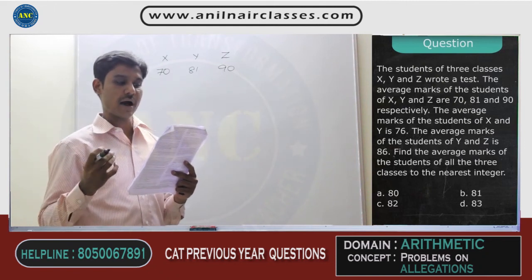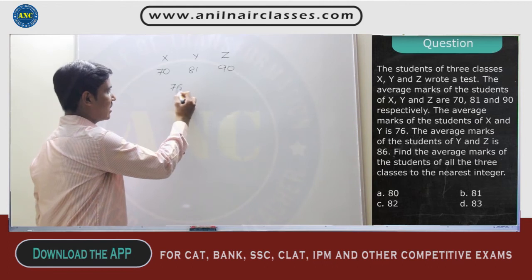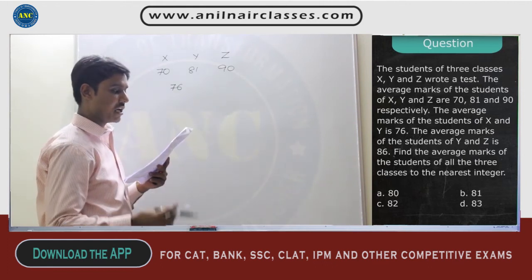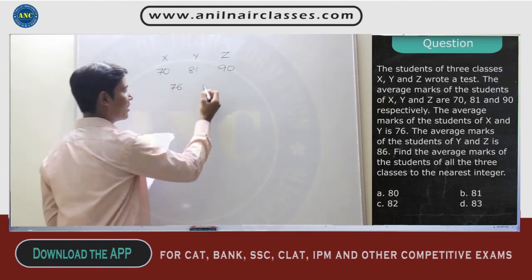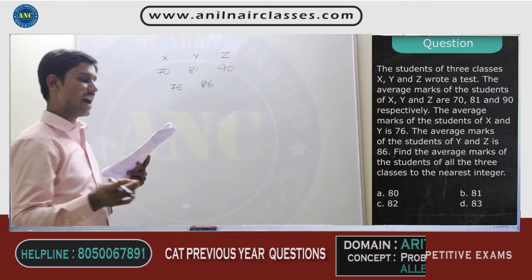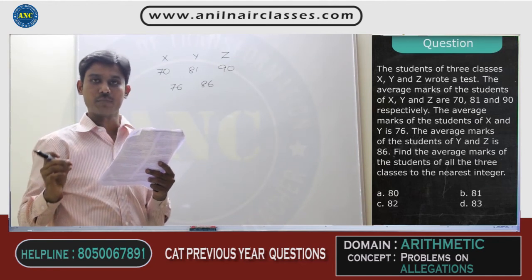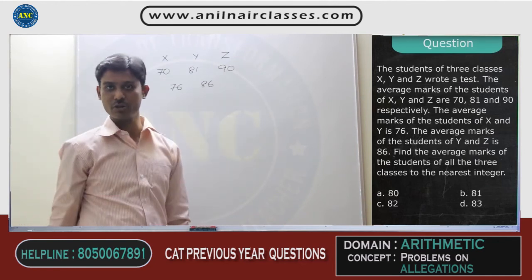The average marks of the students of X and Y is 76. X and Y it is given as 76. The average marks of the students of Y and Z is given as 86. These two average is given as 86. Find the average marks of the students of all the three classes to the nearest integer. Right? To the nearest integer.